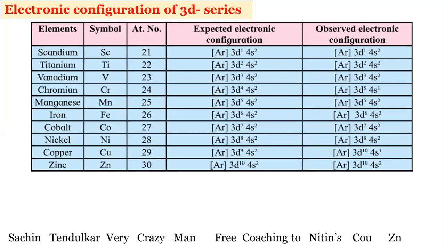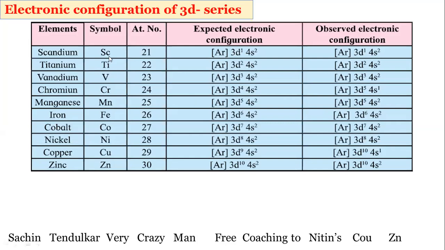For the examination, this question can be asked: why is copper included in transition elements or d block elements, though its d orbital is completely filled? Your answer should be like this: copper can show the +2 oxidation state. In the +2 oxidation state, the d orbital contains 9 electrons, so the d orbital is not completely filled, and according to the IUPAC definition, copper can be a member of the d block elements. Remember, this is a very, very important question.